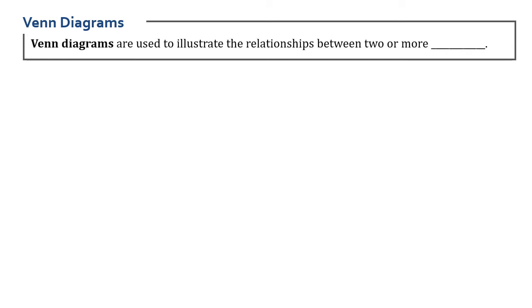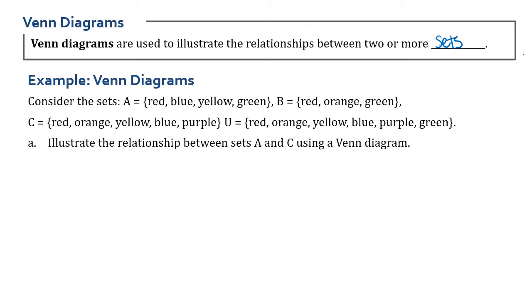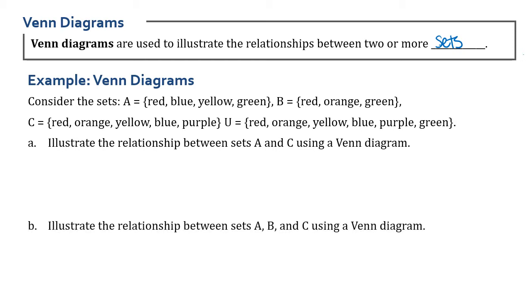So now that we know about intersections and unions, we can bring in Venn diagrams. Venn diagrams are used to illustrate the relationships between two or more sets. So let's look at an example. Going back to those sets A, B, and C that we talked about in the last example, illustrate the relationships between sets A and C using a Venn diagram.